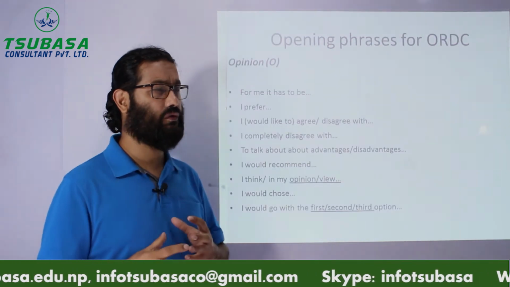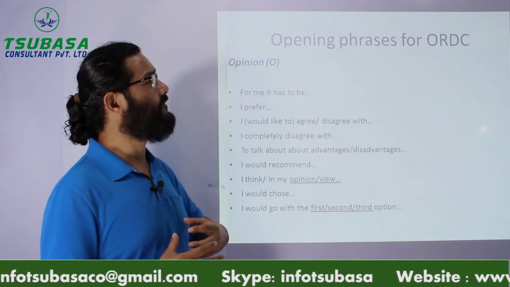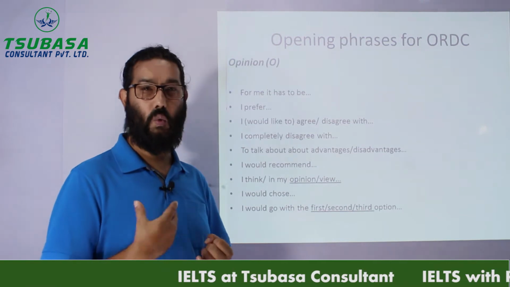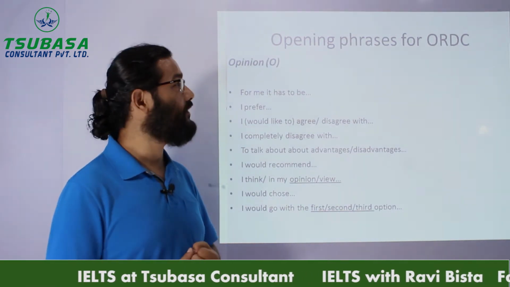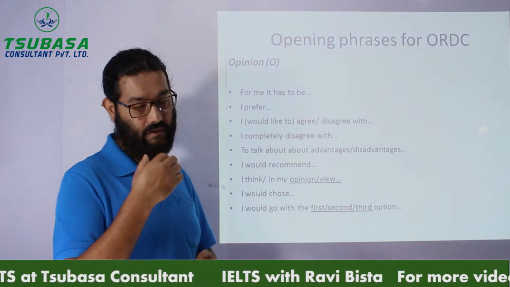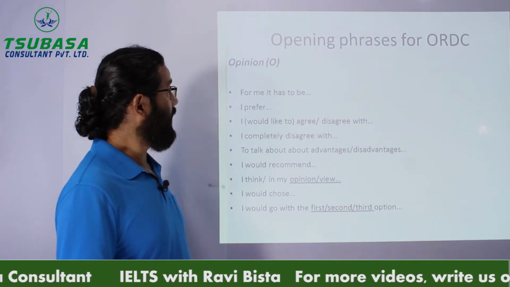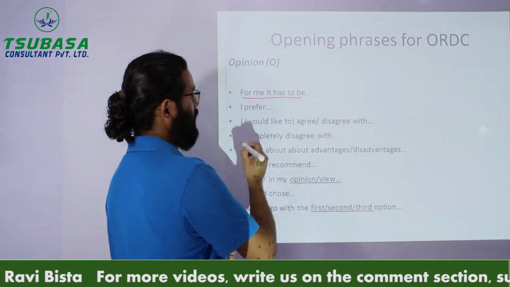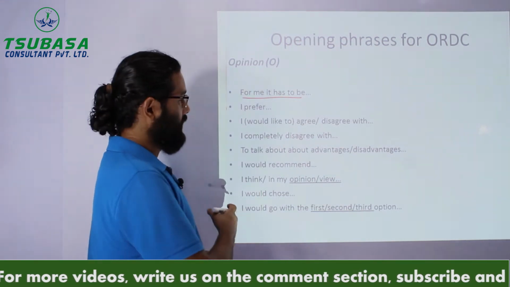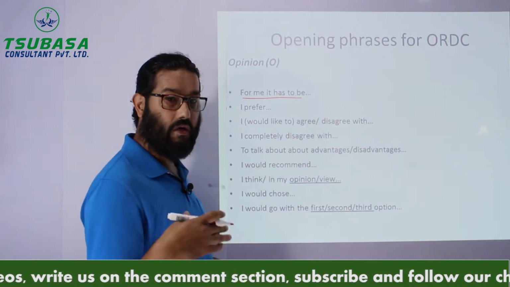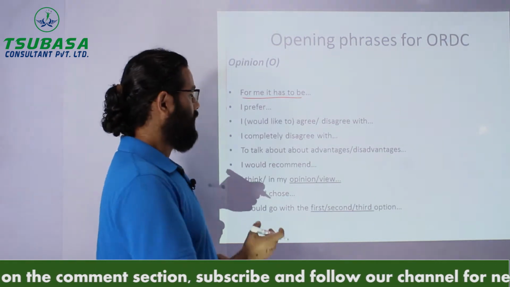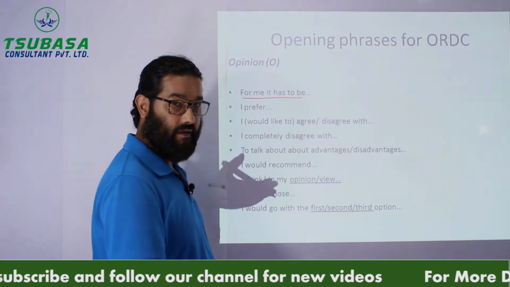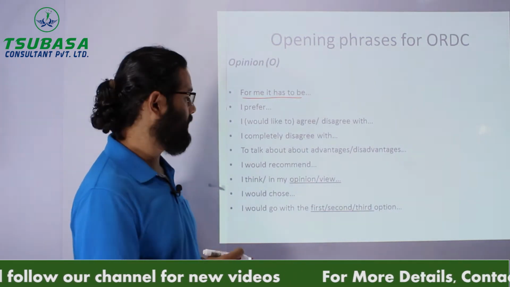Now let us move on to the opening phrases for ORDC. How do you give opinion? What are the words or phrases that you could use for opinion, reasons, details, and conclusion? Here we go. For opinion, you could say, for me, it has to be. Or you could say, I prefer, I agree or disagree with the statement. Or you could say, I would like to agree. I completely disagree. I completely agree.